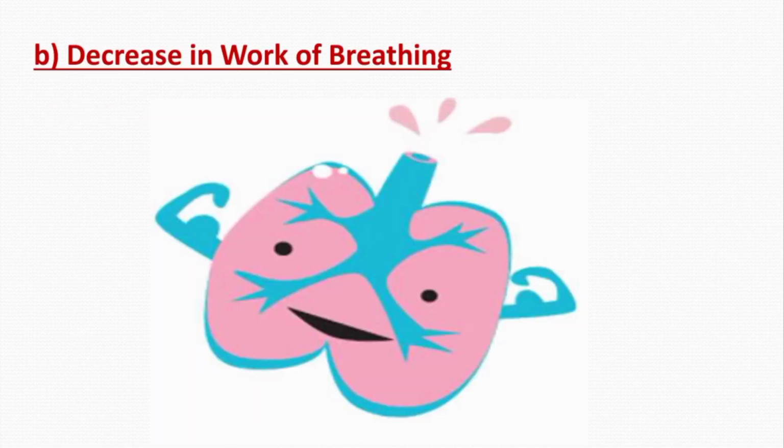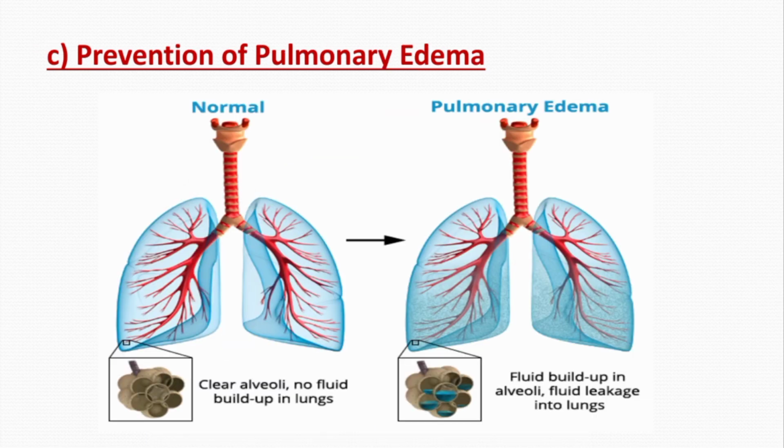Then surfactant also decreases the work of breathing. Because the surfactant reduces surface tension, it facilitates the compliance of lungs and thus it decreases the work of breathing. Still another function of surfactant is prevention of pulmonary edema. In the absence of surfactant, there will be about 20 millimeters of mercury force favoring transudation of the fluid from the capillaries into the alveoli and thus producing pulmonary edema. So, surfactant also prevents pulmonary edema.